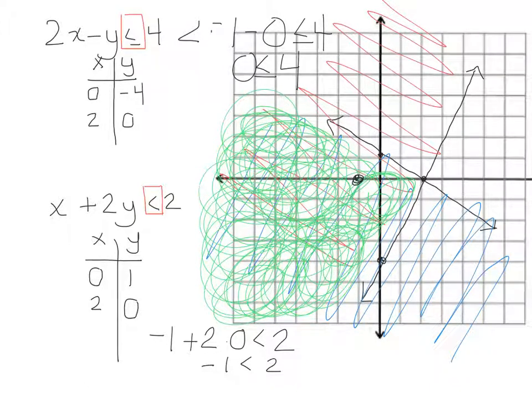Now I just remembered I made a little mistake. In my second system, that line should have been dotted because, again, there was not an equal sign with that inequality. So this second boundary line should have been a dotted line, not a solid line.